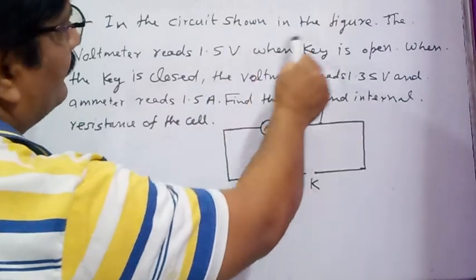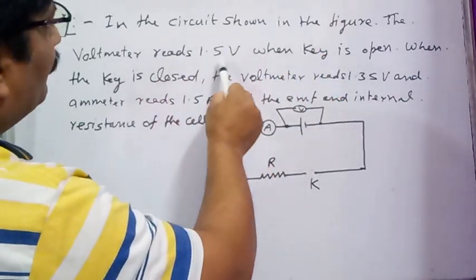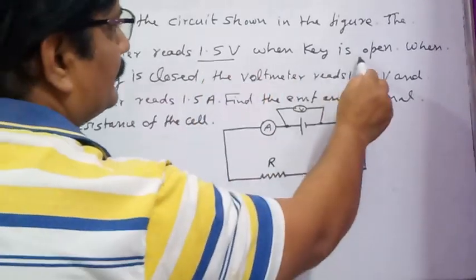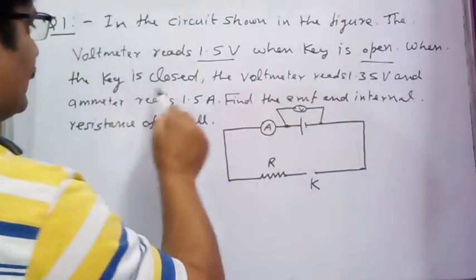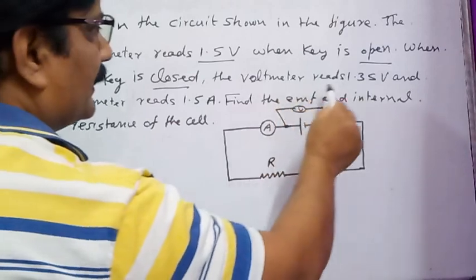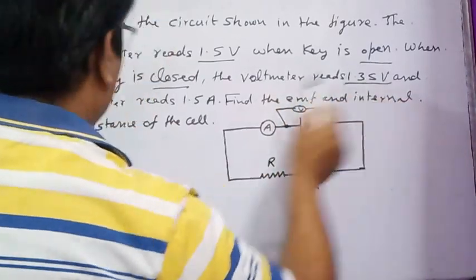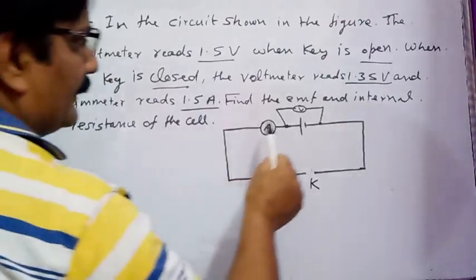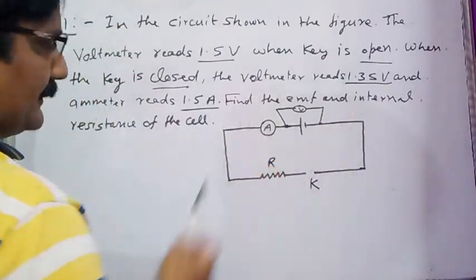In the circuit shown in the figure, the voltmeter reads 1.5 volt when the key is open. When the key is closed, the voltmeter reads 1.35 volt and the ammeter reads 1.5 ampere. Find the EMF and internal resistance of the cell.